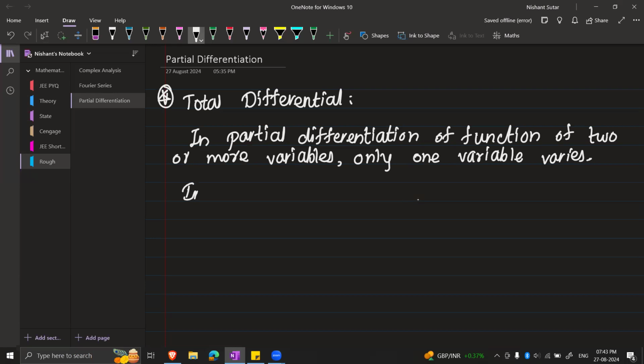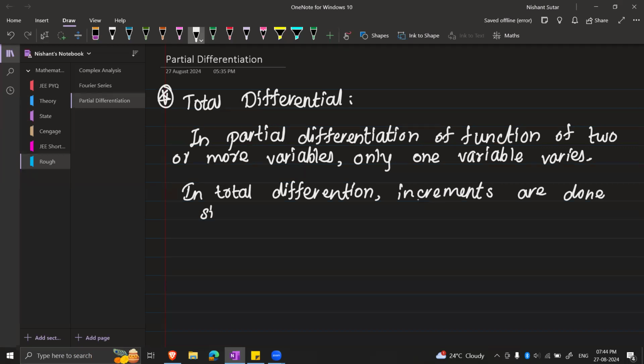But in total differentiation, instead of using the word variables, I should say the increments, that is the changes, are done simultaneously in all variables.